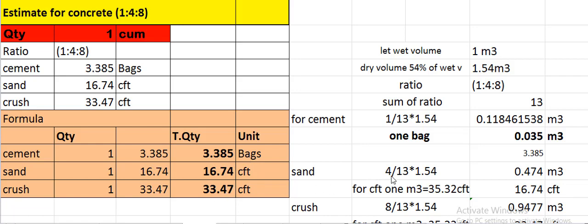For the sand, similarly, the ratio is 4, we divide by 13 and multiply by 1.54, so it becomes 0.474 cubic meters. For CFT, 1 cubic meter is equal to 35.32 CFT. So when we work out, this multiplied by this, we get 16.74 CFT, which we get from this formula. You can see.